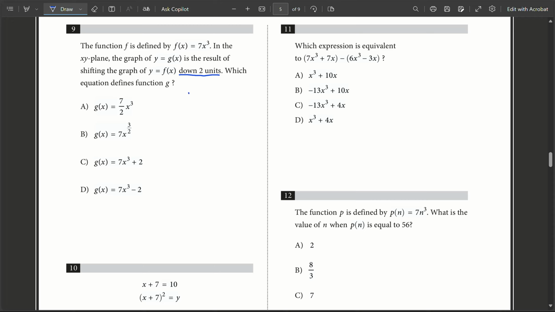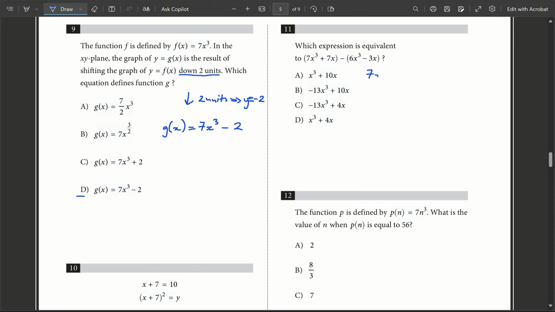So if we're shifting it down 2 units, right, that means whatever value of y is, we're going to subtract 2 from it. Okay, so that gives us g of x is equal to 7x cubed, the function of f of x, minus 2. That is D. Number 11, which expression is equivalent to 7x cubed plus 7x minus 6x cubed minus 3x?